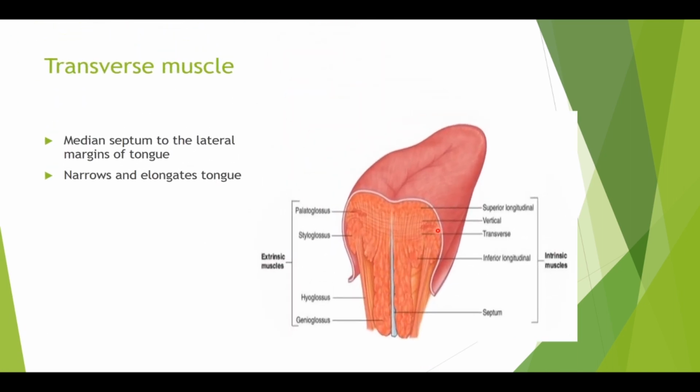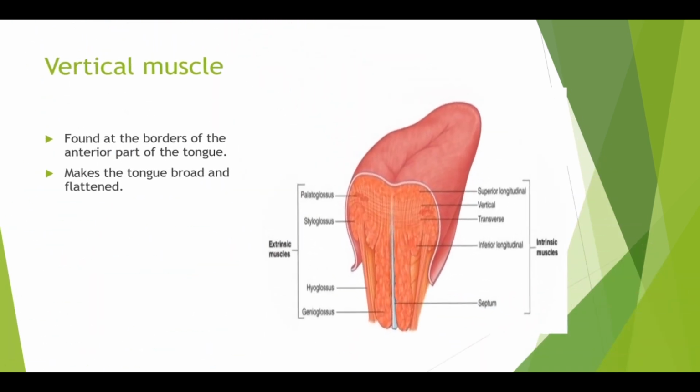Another pair is the transverse muscle. Here you can see the transverse bands on either side of the median septum. It arises from the median septum and goes to the lateral margins of the tongue. So, what does it cause? It causes narrowing and elongation of the tongue.